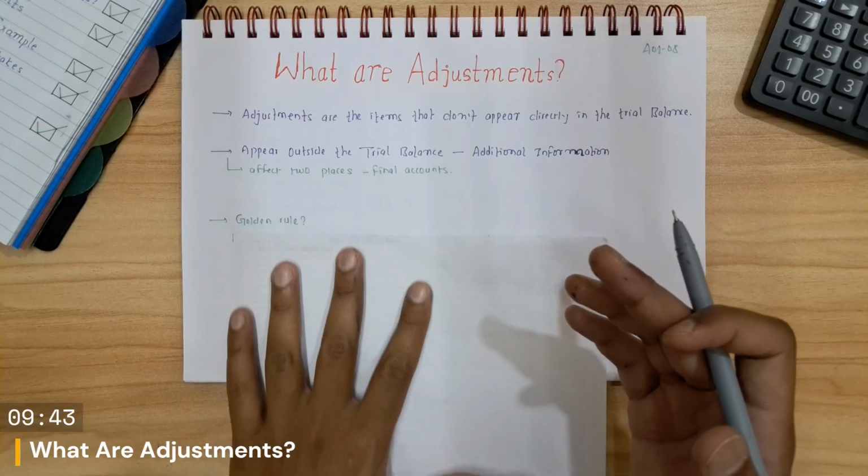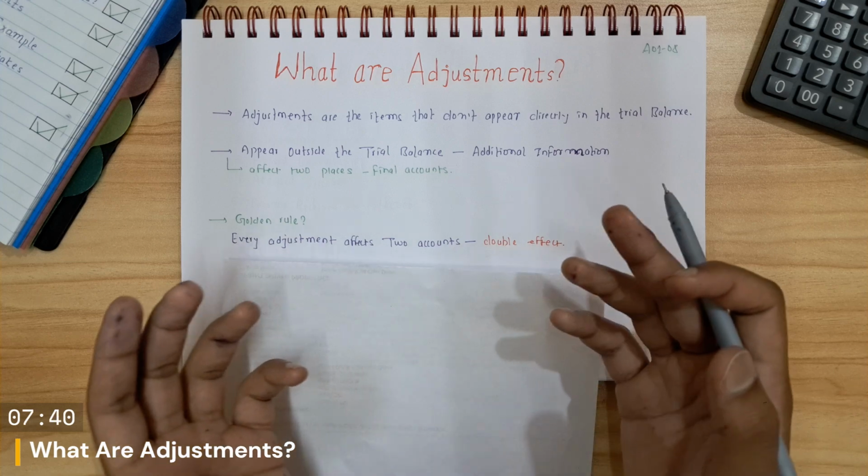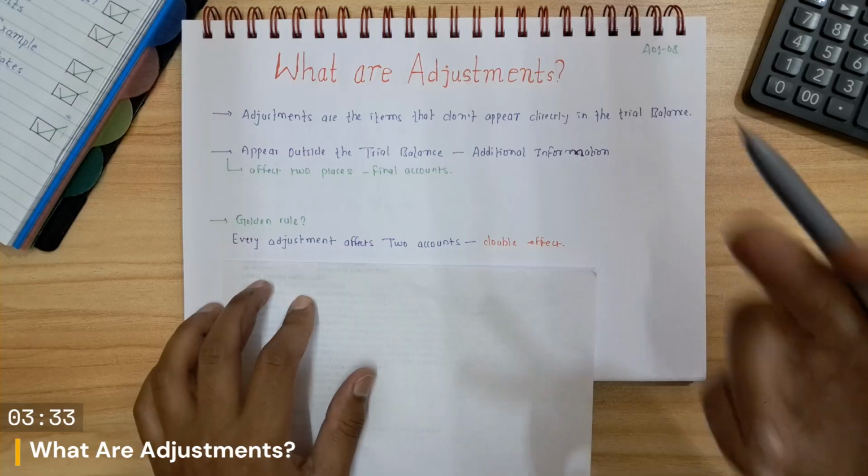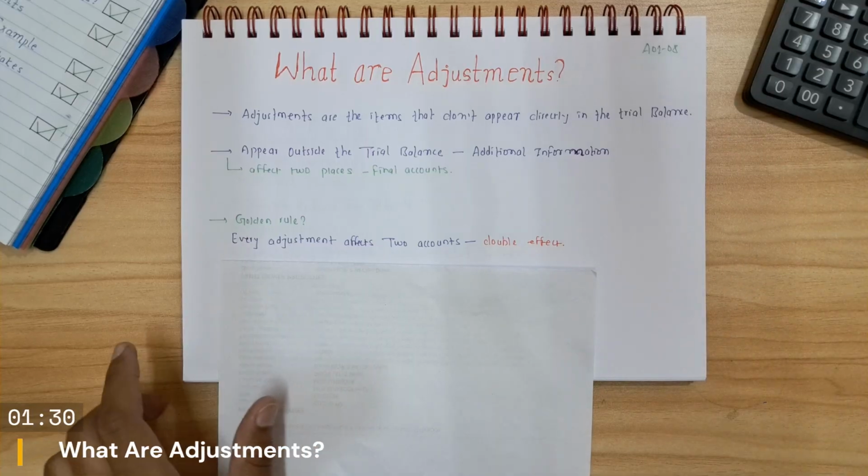We have already learned the golden rule: every adjustment affects two accounts. That is called the double effect.